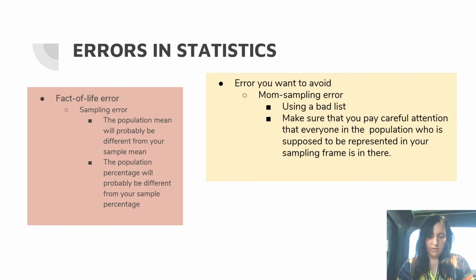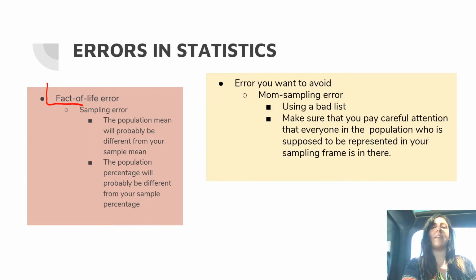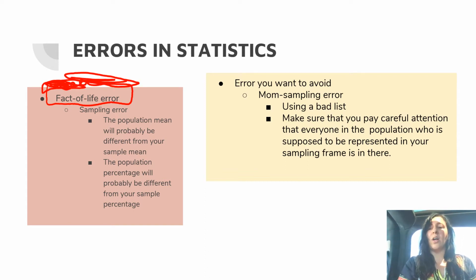Okay, so first we have fact of life error. This is not necessarily an actual coined term. This is just something that I want to say because I think it describes this type of error a lot better than the actual term, which is sampling error. So in the books you're going to see sampling error, but I think if you call it fact of life error, it just makes a little bit more sense.